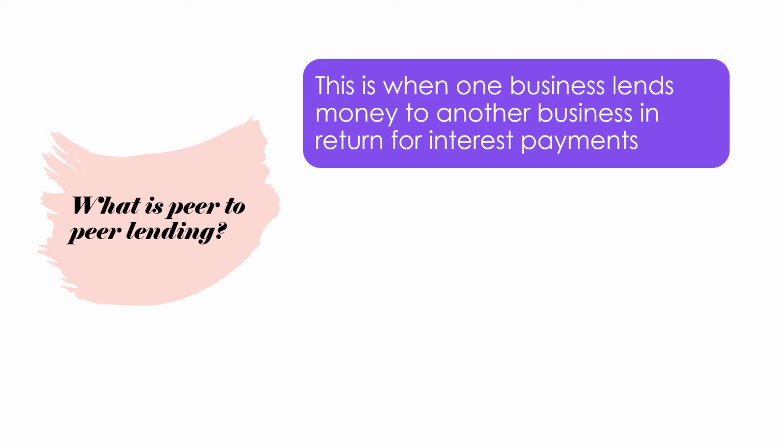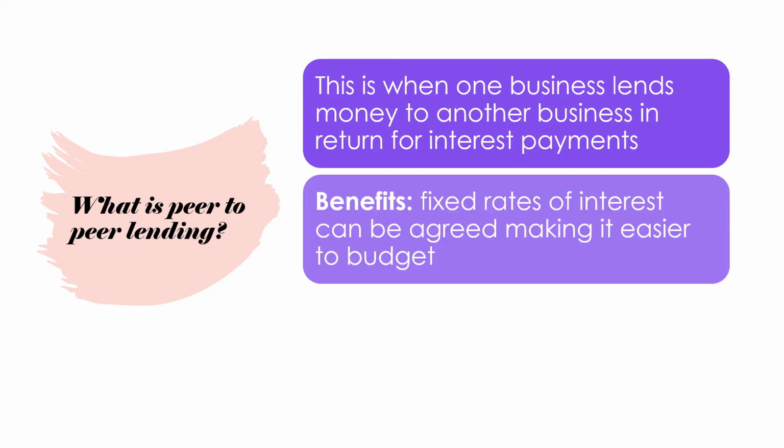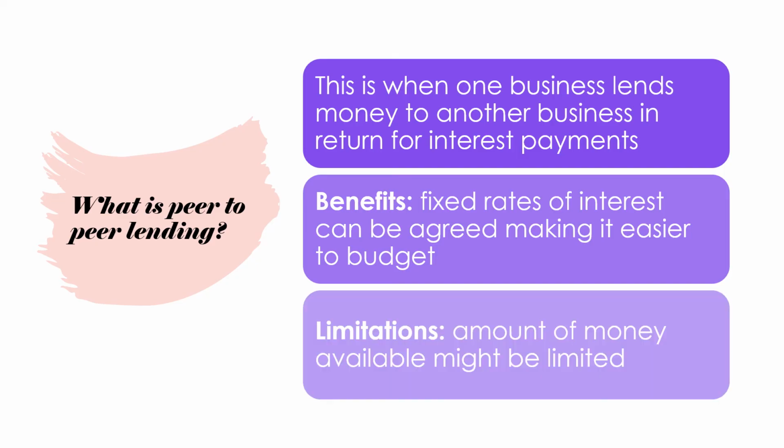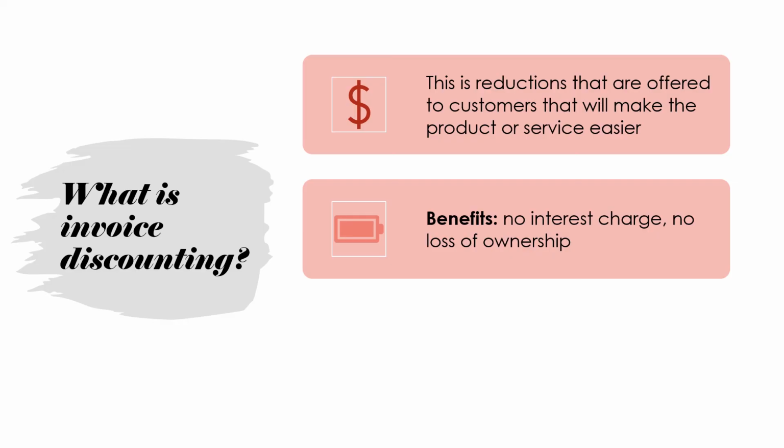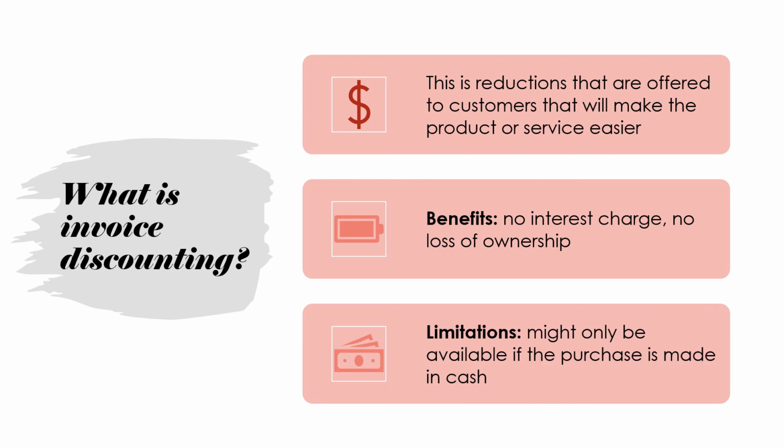What is peer-to-peer lending? This is when one business will lend money to another business in return for interest payments. The benefits of that is that a fixed rate of interest can be agreed, which makes it easier to budget. However, the limitations is that the amount of money available might be limited. What is invoice discounting? Invoice discounting is reductions that are offered to customers that will make the product or service easier. Benefits are that there's no interest charged and there's no loss of ownership. However, the limitations is that it might only be available if the purchase is made in cash.